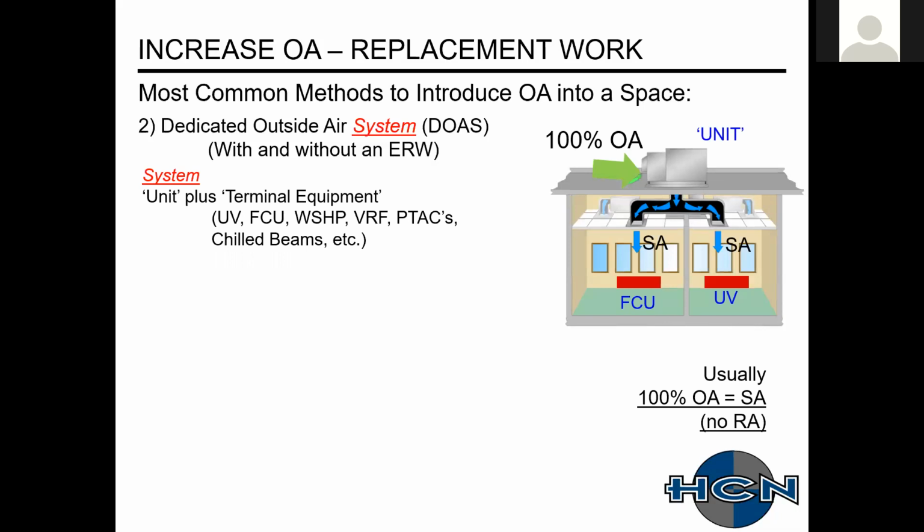Here's a depiction of just a DOAS system. You have a unit on the roof. It's typically 100% outside air. Inside the unit, you have, once again, your filtration and your heating and cooling components. That outside air then gets distributed to the space. Usually the outside air is 100%, and usually that equals the return air. For the most part, there is not return air. Obviously some systems do. And inside the space depicted in red are your air terminal pieces of equipment.